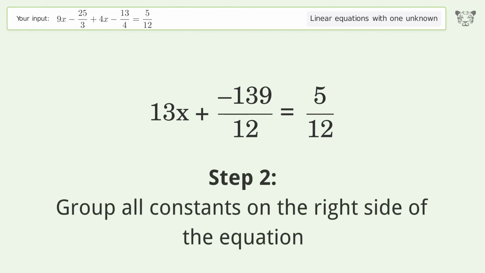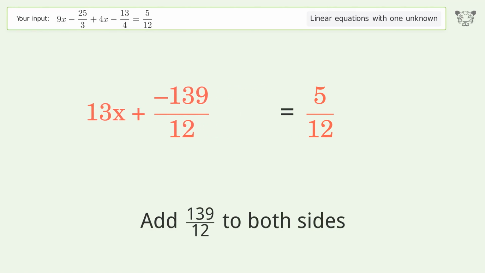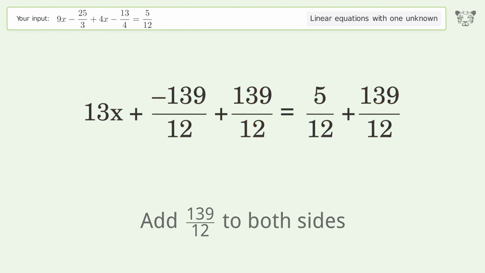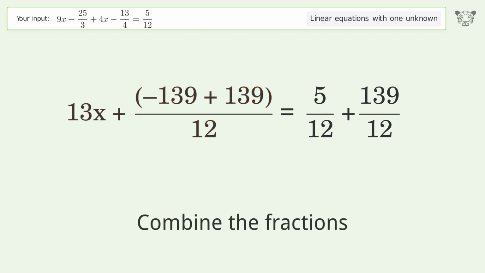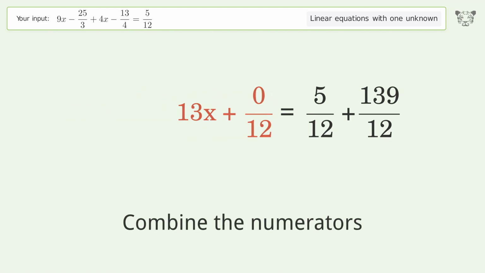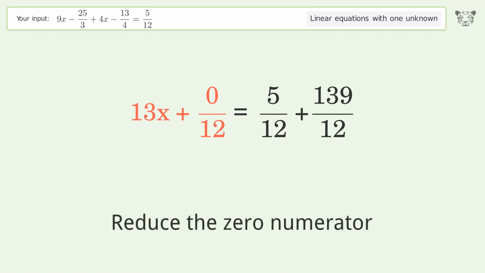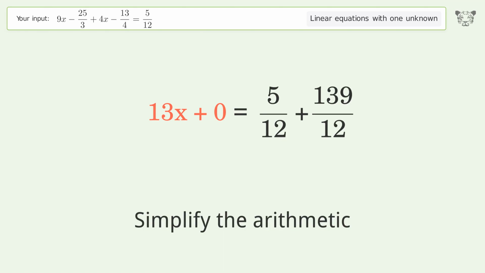Group all constants on the right side of the equation. Add 139/12 to both sides. Combine the fractions. Combine the numerators. Reduce the zero numerator. Simplify the arithmetic.